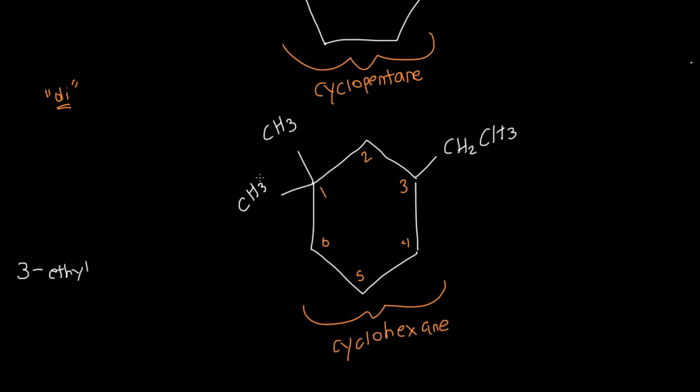Now it's time to talk about these 2 guys over here. Both of them are on 1, and you need to write 1 twice. Another hyphen, 1, comma 1. Always separate numbers by commas. Another hyphen, dimethyl, because there's 2 methyls, so you need to indicate that. Dimethyl cyclohexane.